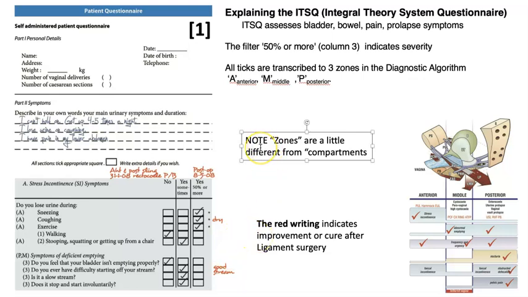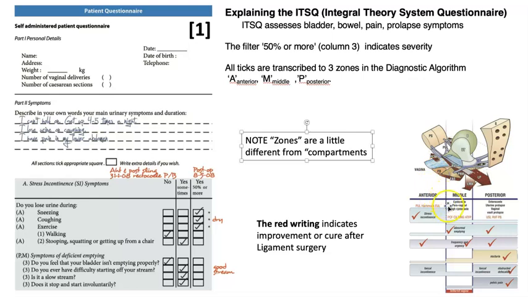Now, the zones, one final thing to explain. The zones are a little different from compartments. So the ligaments fall naturally into 3 zones. The anterior zone goes from the meatus to the bladder neck, and the principal ligament here is pubourethral.